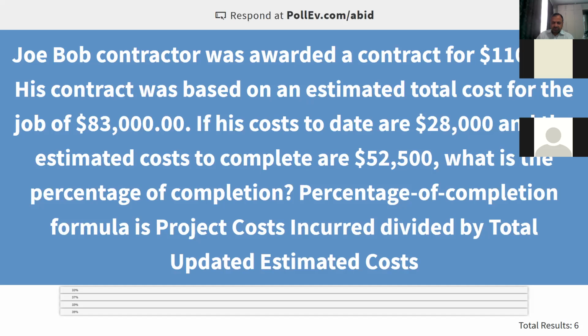In this case, you can see that the costs to date are $28,000 and the estimated cost to complete are $52,500. What is the percentage of completion? Percentage of completion is equal to 28,000 divided by the total estimate. The total estimate is 28,000 already spent, plus an extra 52,500 needed. 28,000 plus 52,500 is 80,500. So 80,500 will be the denominator, and you divide 28,000 by it. Then you will get the answer. So who got it correct?